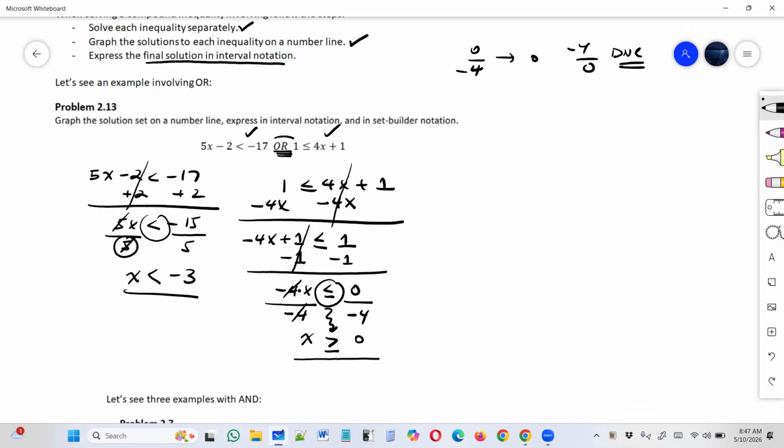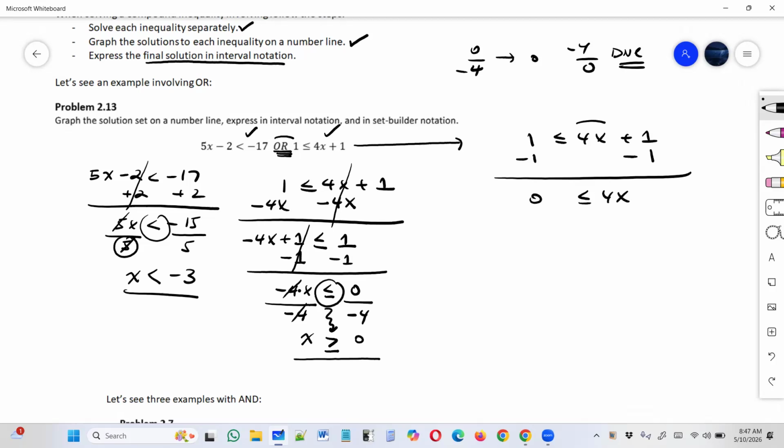And I can see that if I solve this a different way. Let's solve this with the variable on the right. So if I don't move the variable from here, now I have to isolate the variable. So I do minus 1 on both sides. And now I divide everything by 4.